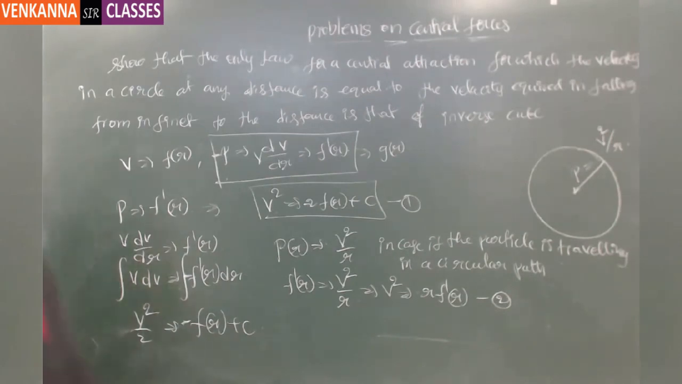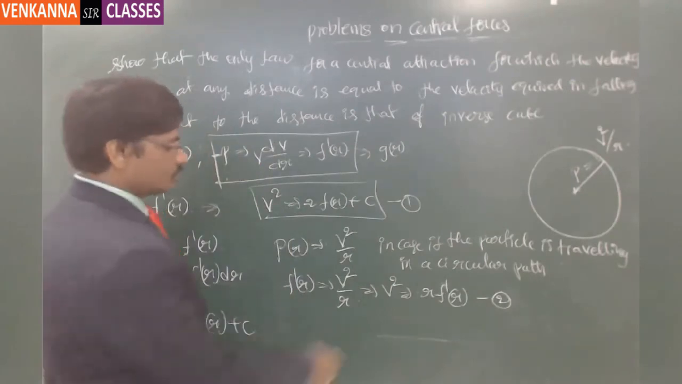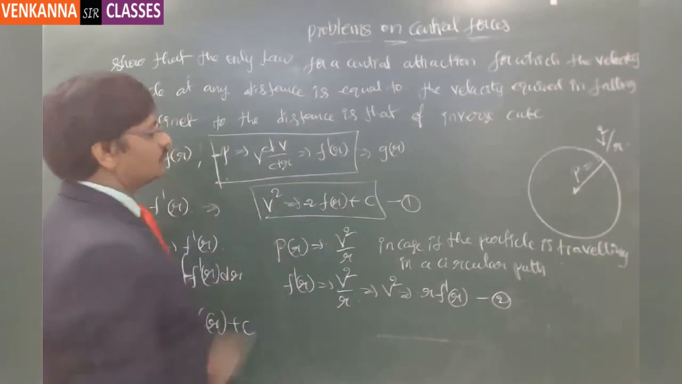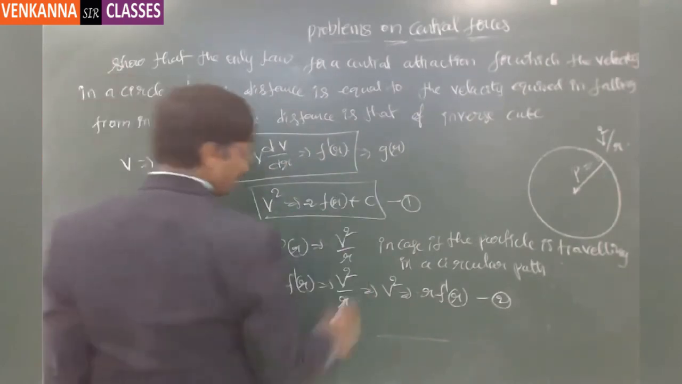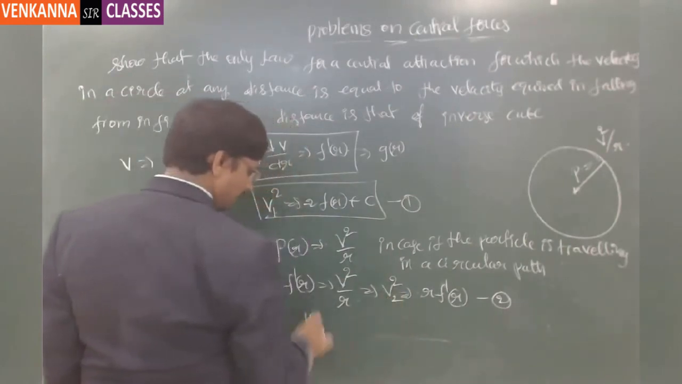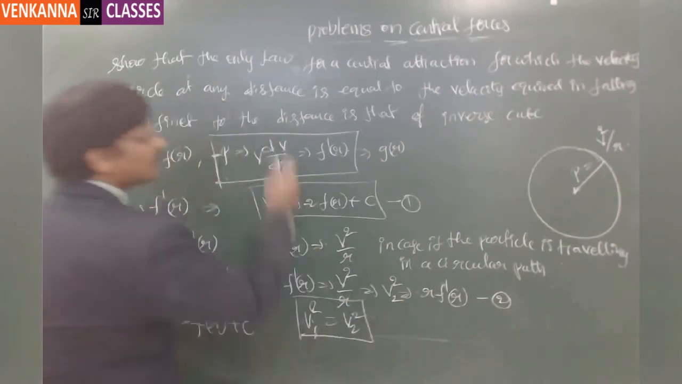Yeah. So here, as per the problem statement, both the velocities are the same. Here v square is equal to r times f dash of r, and here v square is equal to minus 2 times f of r plus c. Now, if I say this is v1 and this is v2, then v1 square is equal to v2 square. So this is as per the problem statement.